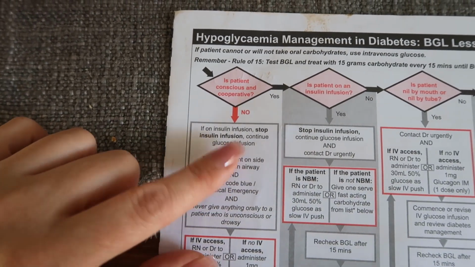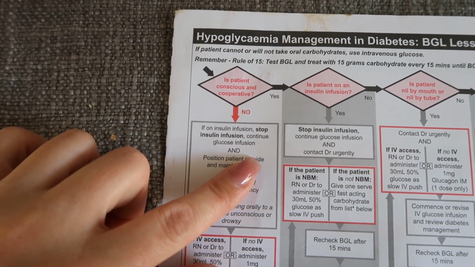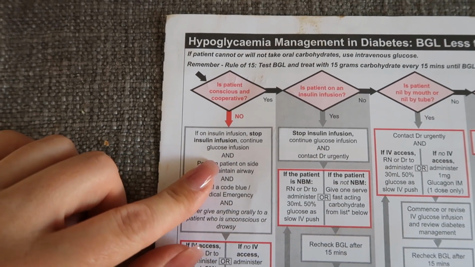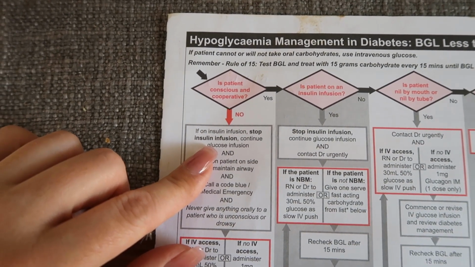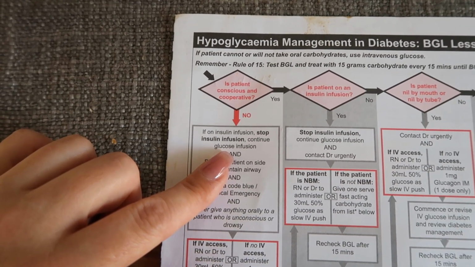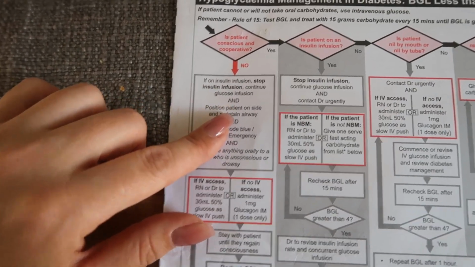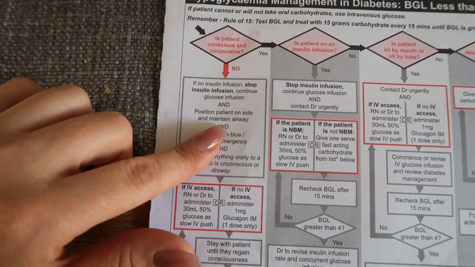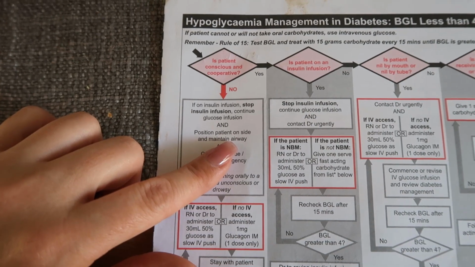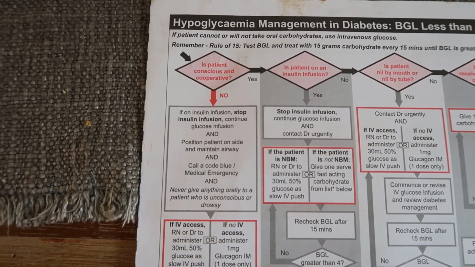Continue glucose infusion. Usually when patients are on an insulin infusion, the glucose infusion would be running in parallel to balance up the sugars, because if you are continuously on insulin, your sugars might be dropping down, and if you don't have any glucose, it won't balance it up. So we will leave the glucose, but we will stop the infusion of insulin. And position the patient on their side and maintain the airway, because when someone is on a low BGL level, they usually feel drowsy. And here it's important to understand the symptoms of hypoglycemia.